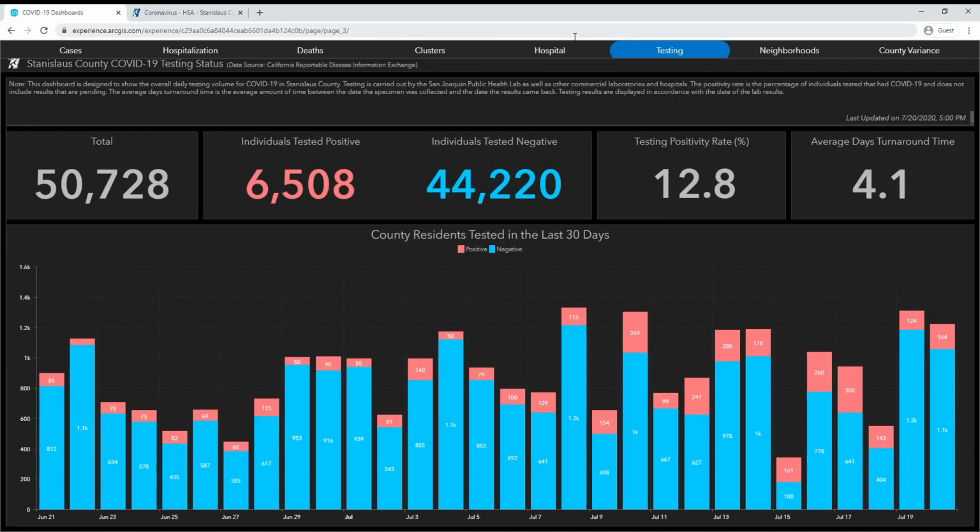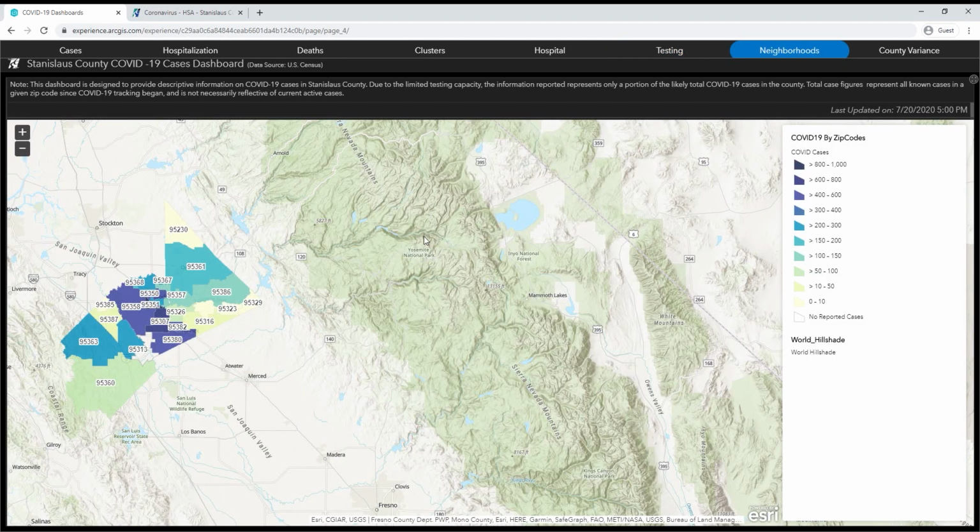In the next tab, we overview testing among Stanislaus County residents. This overviews the number of individuals tested, the number of individuals who have tested positive, as well as the number of individuals who have tested negative. Another item on the testing dashboard is the testing positivity rate, which looks at the percent of positive cases among total individuals tested. In the next tab, we overview neighborhoods. Here you can see the number of COVID-19 cases among Stanislaus County residents broken out by zip code.